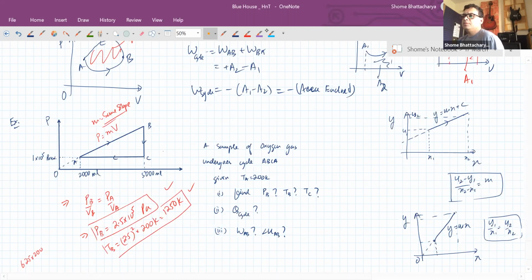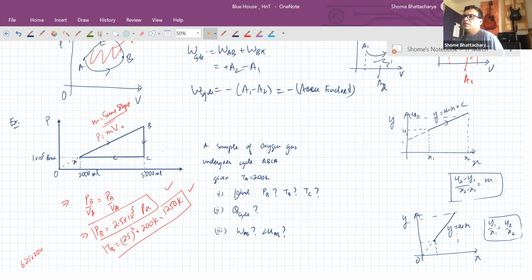Samar, what do you mean by "can be done in any process"? Well, see, the process AB is not one of the standard processes, no? But from the graph, we can see that it's a straight line passing through the origin. So we can see it's a process where P is directly proportional to V. Whereas if it was not passing through the origin, then we cannot say P is directly proportional to V.